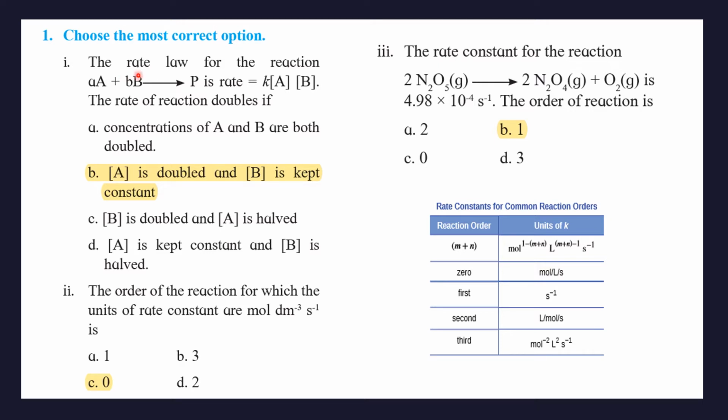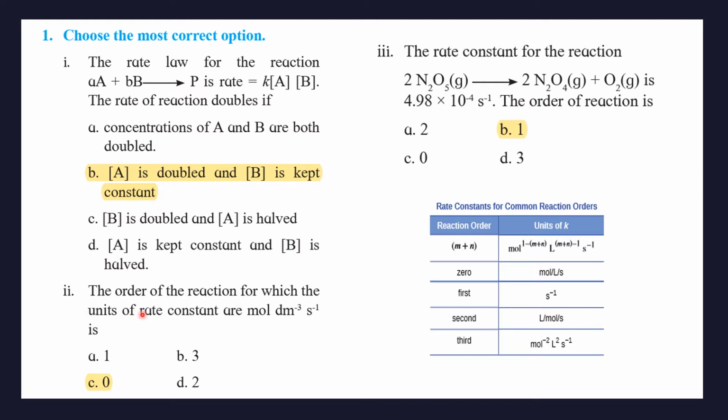1. The rate law for the reaction A plus B gives P is rate is equal to K into molar concentration of A into molar concentration of B. The rate of reaction doubles. The correct answer is option B. A is doubled and B is kept constant.